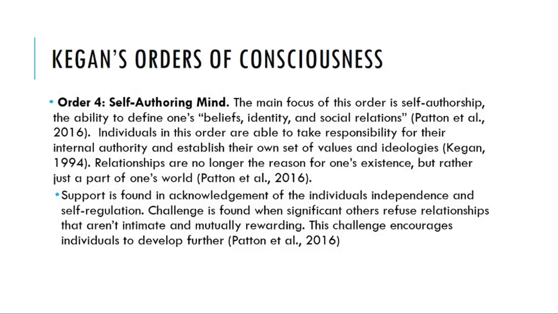Order 4 is the self-authoring mind. The main focus of this order is self-authorship, which is the ability to define one's beliefs, identity, and social relations. Individuals in this order are able to take responsibility for their internal authority and establish their own set of values and ideologies. Relationships are no longer the reason for one's existence, but rather just a part of one's world. Support is found in acknowledgement of the individual's independence and self-regulation. Challenge is found when significant others refuse relationships that aren't intimate and mutually rewarding.